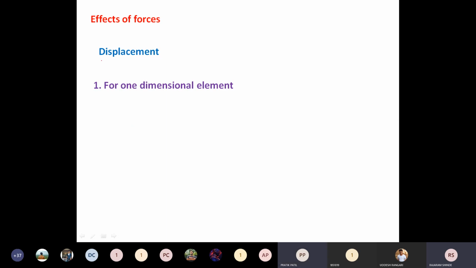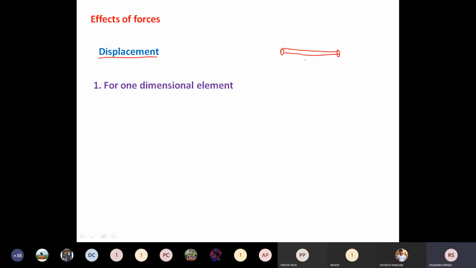Now, the effect of the force is displacement. This displacement I will explain by considering the type of element. When we go for the one dimensional element, there may be a linear element, or a higher order element. Do you agree with this? This is the shape of the one dimensional element. Now, you can apply any load.